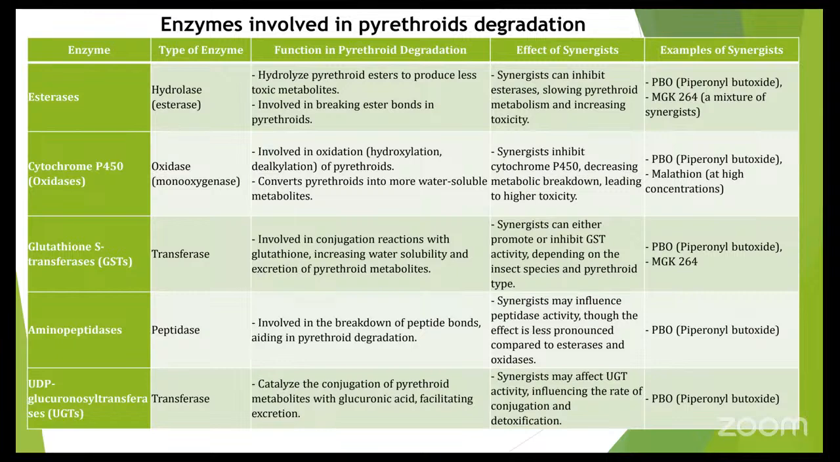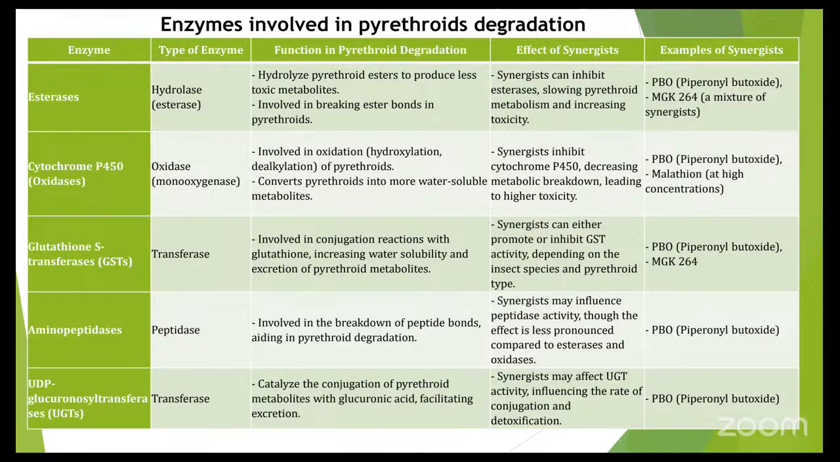Coming to aminopeptidases, the type of enzyme is a peptidase involved in the breakdown of peptide bonds, aiding in pyrethroid degradation. And UDP-glucuronosyl transferases, that type of enzyme is a transferase, and it catalyzes the conjugation of pyrethroid metabolites with glucuronic acid, facilitating the excretion.